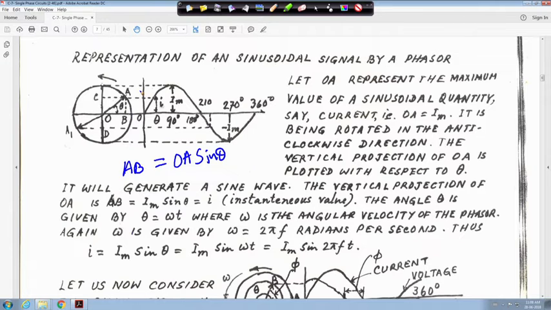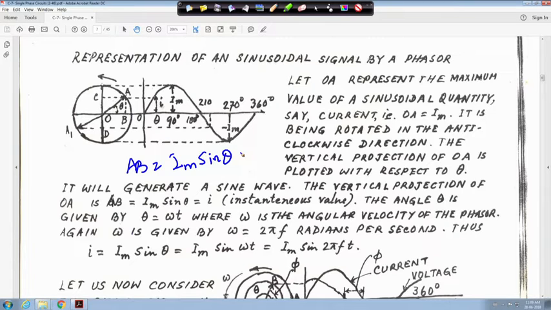For example, suppose OA is the current signal I, and say its maximum value OA is equal to Im, that is the peak value of the current. That means AB is equal to Im sin theta, where Im is OA, the maximum value. So my AB, the vertical projection, is equal to Im sin theta.